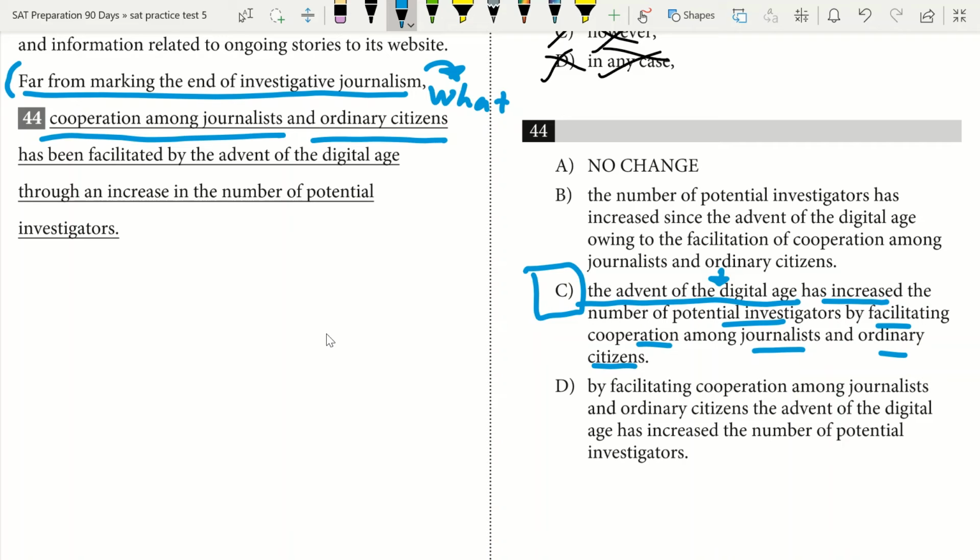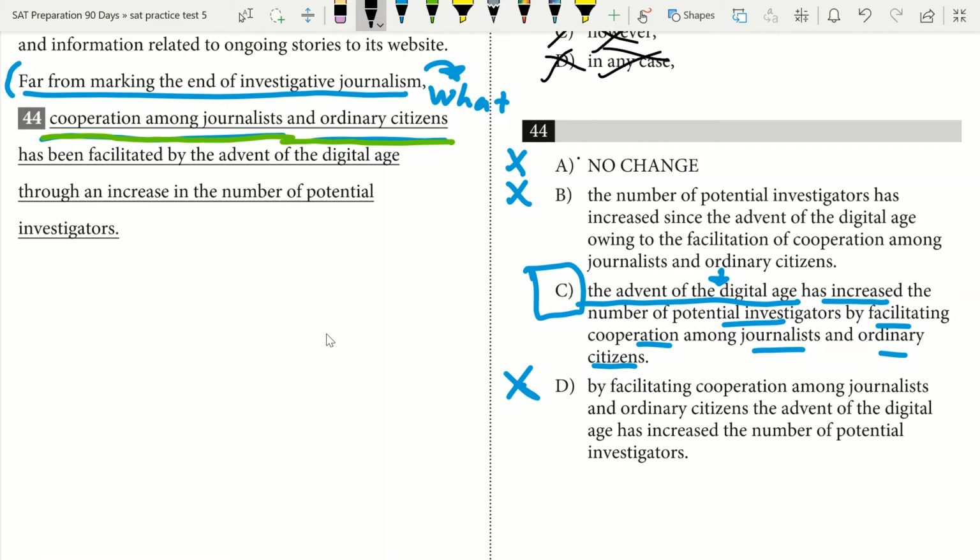So then if I look at my other options as far as how I can be sure that C is correct, I know that options A, B, and D all have to be incorrect because they would have a dangling modifier. Now a dangling modifier, like I said, is when this introductory modifying clause, which I put in blue and we'll circle in green as well, isn't modifying what it should be. Okay, so we know in this case that "far from marking the end of investigative journalism" is not modifying "cooperation among journalists," because we know that cooperation among journalists and ordinary citizens is not what's far from marking the end of investigative journalism. So that would be a dangling modifier, okay, so that would be incorrect.